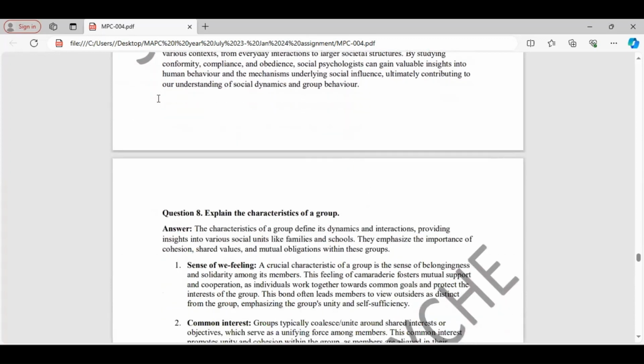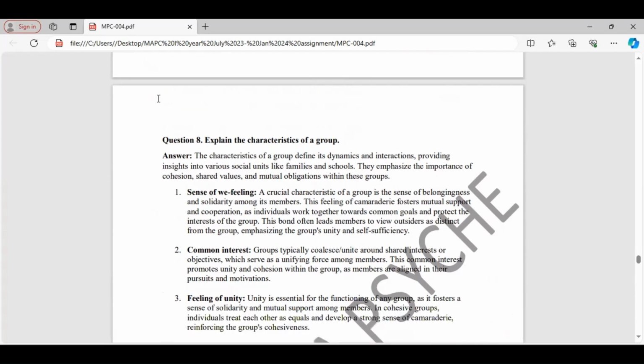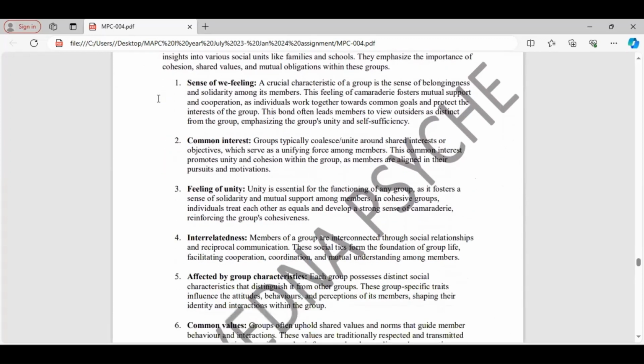Question 8. Explain the characteristics of a group. There are various characteristics. I have mentioned them in points with headings. First is sense of we feeling. In a group, the people have that group feeling or collective feeling, which we call as we feeling. They share their common interest. Feeling of unity is there.